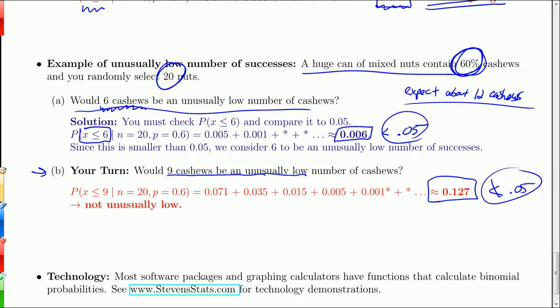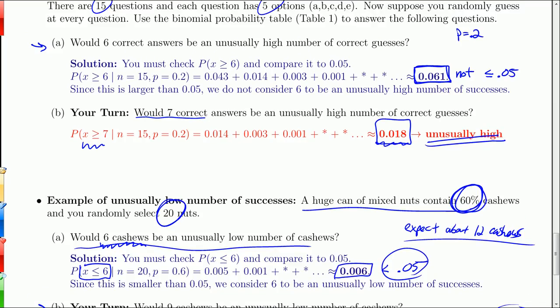So that's the trick. Remember, you're always comparing to 0.05 for as far as unusual goes. But when you're looking at unusually low, you use a less than or equal to sign. And when you're looking for unusually high, you use a greater than or equal to sign.